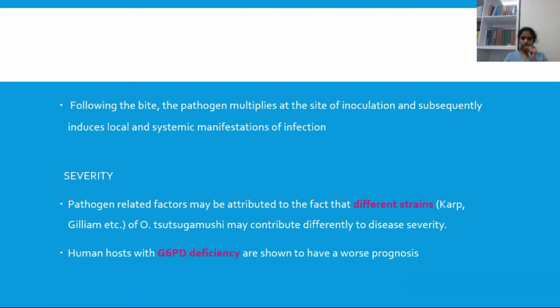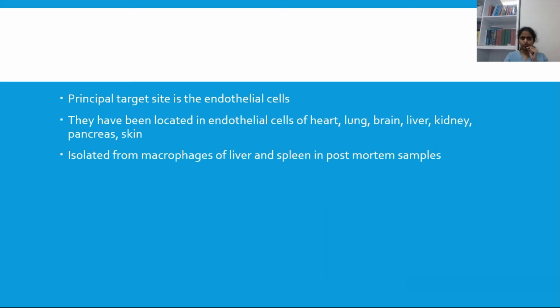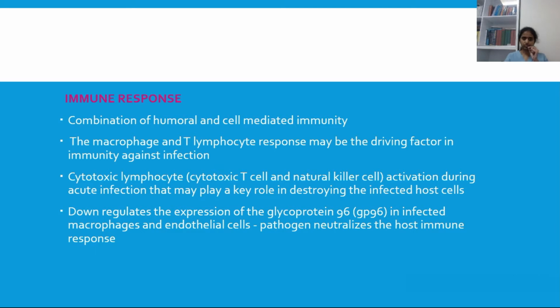Following the bite, the bacteria multiplies at the site of inoculation, and it can cause both local and systemic disease. Severity of the disease depends upon the strain of the bacteria and some host-related factors. For example, if the patient has G6PD deficiency, the severity of the disease will be more and the prognosis will be poor. The principal target site for this bacteria is the endothelial cells. Once the bacteria enters the circulation, it will infect endothelial cells of all the organs of the body. It has also been isolated from macrophages of the liver and spleen in a few post-mortem cases.